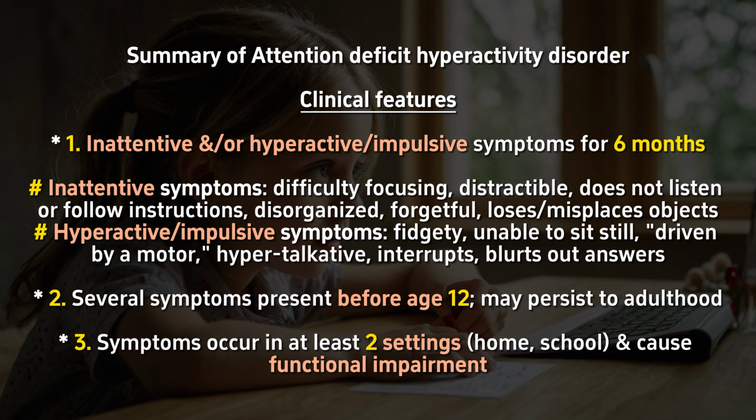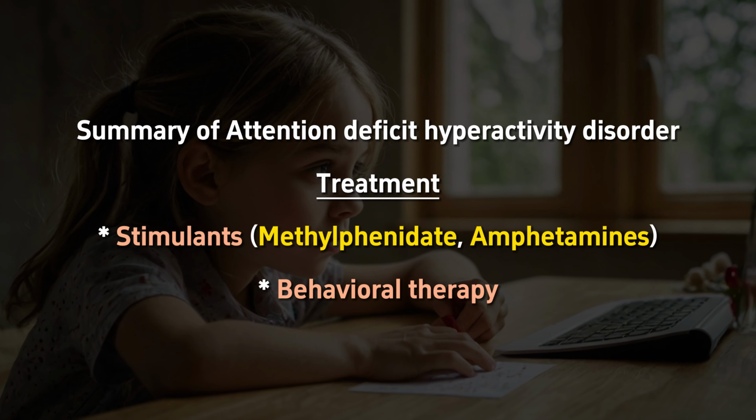2. Several symptoms present before age 12 may persist to adulthood. 3. Symptoms occur in at least 2 settings, for example, home, school, and cause functional impairment. Treatment for attention deficit hyperactivity disorder: stimulants such as methylphenidate and amphetamines, and behavioral therapy.